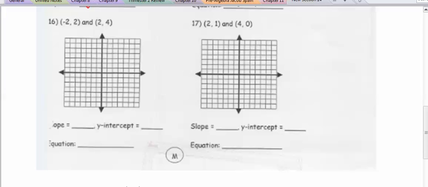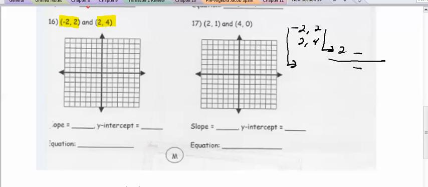Okay, so my two ordered pairs, negative 2, 2, and 2, 4. So I'm going to rack them, stack them, subtract them. So I've got negative 2, comma 2, 2, and 4. Stack them up, drawing my arrows, putting my subtraction in the middle, and then racking them. 2, 4, negative 2, and 2.